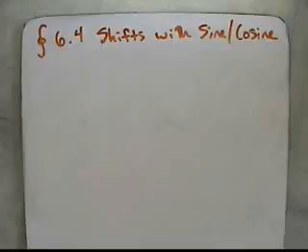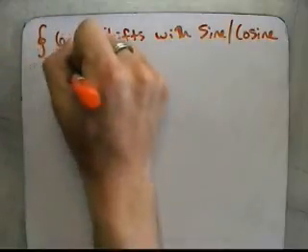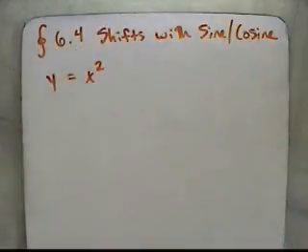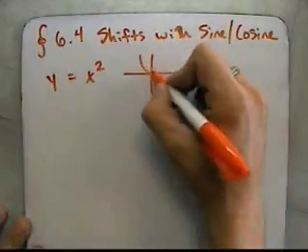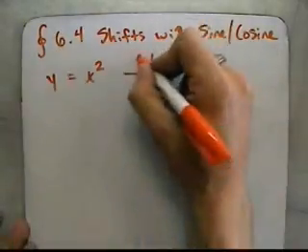Hopefully it'll all make sense and be pretty straightforward. Before I do shifts with sine and cosine, I'm just going to refresh our brains on shifts and how they work, and I think you guys will be okay with that. If I start out with y equals x squared, just some basic parabola, I know my graph is going to look like that, and that's kind of like its parent function.